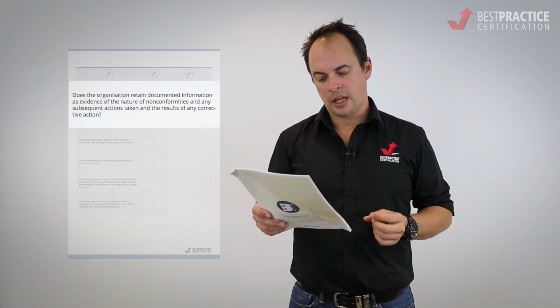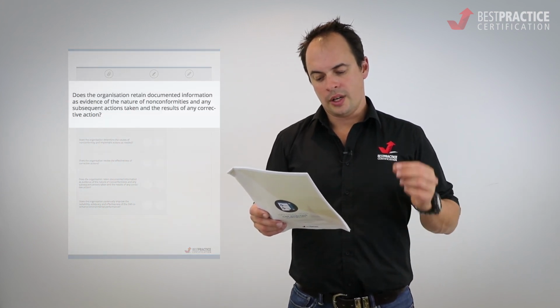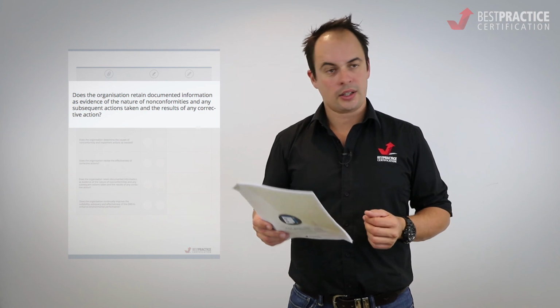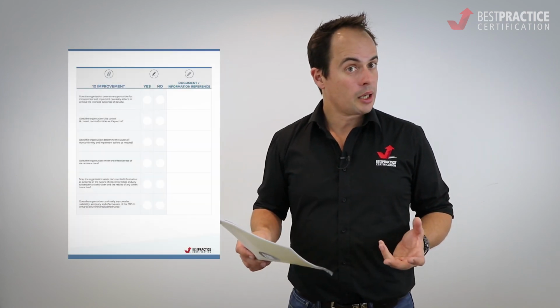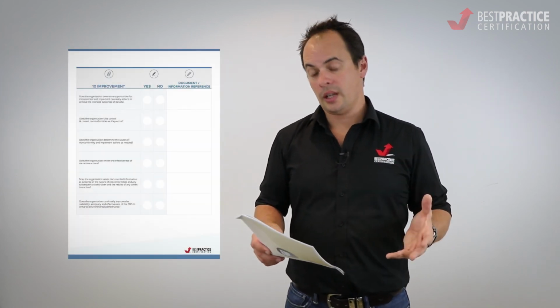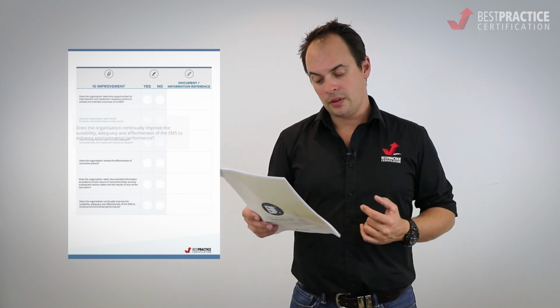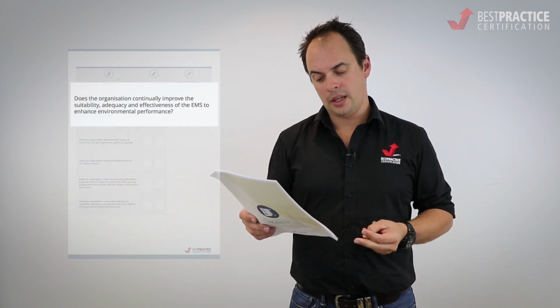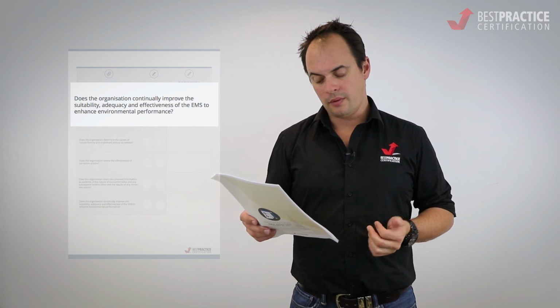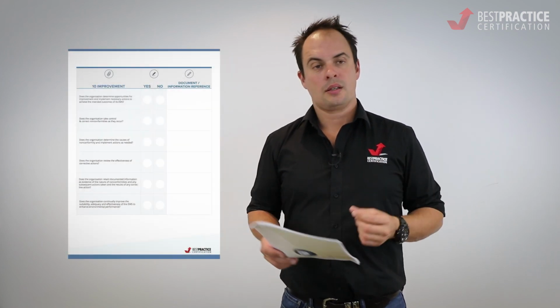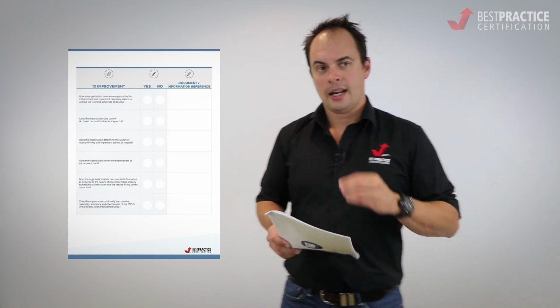Does the organisation retain documented information as evidence of the nature of nonconformities and any subsequent actions? An improvements register is recommended here, where you can look at corrective and preventative action. And then, does the organisation continue to improve the suitability, adequacy and effectiveness of the environmental management system to enhance environmental performance? That's about implementing those identified issues, those identified opportunities for improvement, and moving back to the top of the phase where you do your SWOT analysis, your risk assessment, and build out your environmental plan.